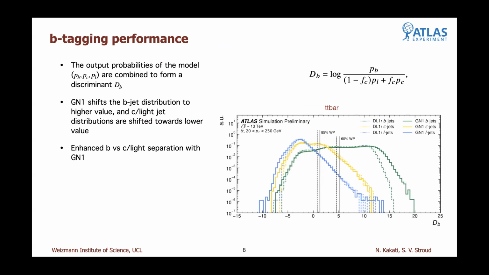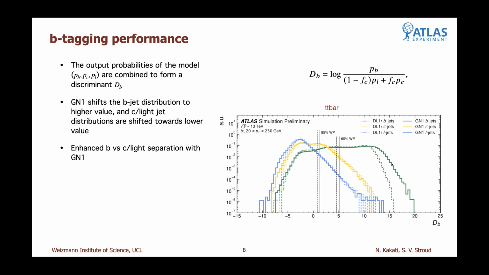So now we can look at some performance plots. As I said, the network will tell us the probabilities of whether the jet is a b, c, or light jet. From those probabilities, we can construct a 1D discriminant defined this way. The plot shows the distribution of the discriminant for different flavors for both DL1r, which is the current ATLAS flavor tagging algorithm, and also for GN1. Right from the plot, you can see that the distribution with GN1 for b jets is shifted towards the right compared to DL1r, and also shifted towards the left for light and charm jets.